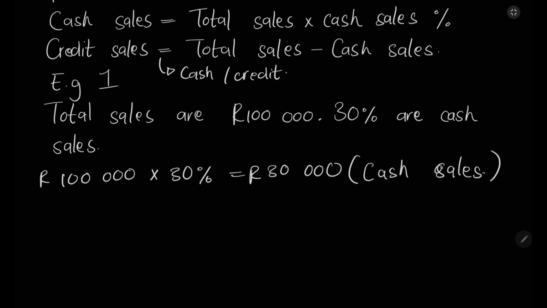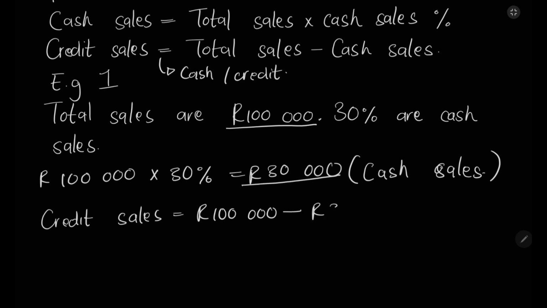You still don't have a credit sales. So how can we find our credit sales? We can say the total sales, which is 100,000 Rand. Let me say credit sales. You have to take 100,000 Rand and subtract our cash sales, which is 30,000 Rand. 100,000 Rand minus 30,000 Rand is 70,000 Rand. The 70,000 Rand is your credit sales.